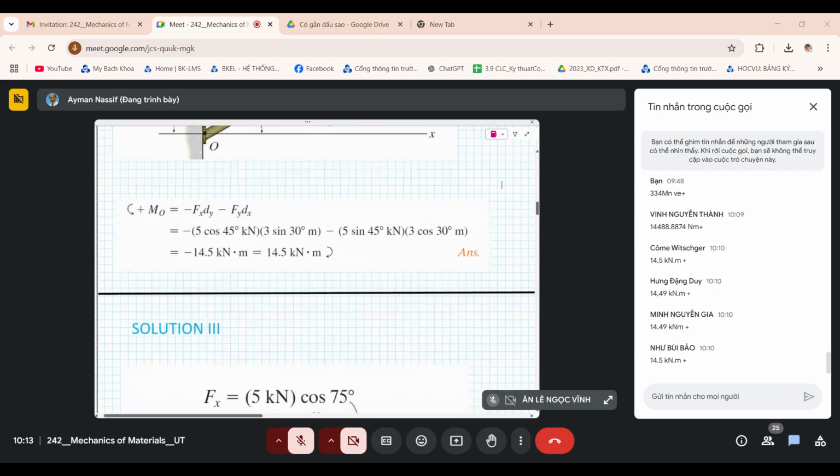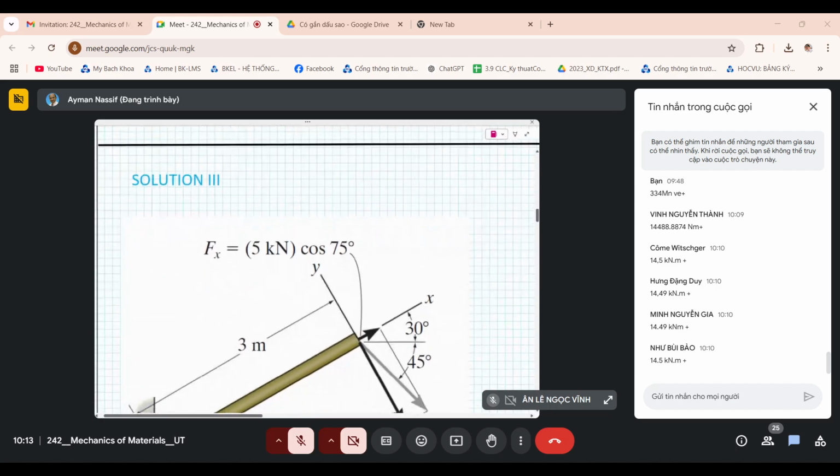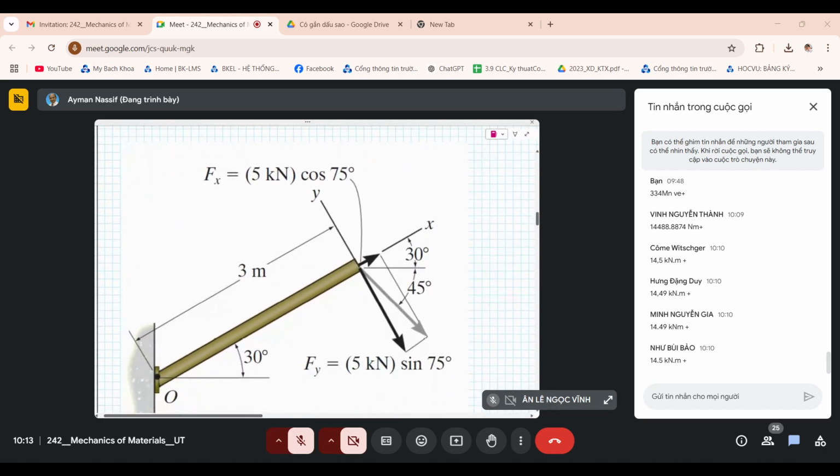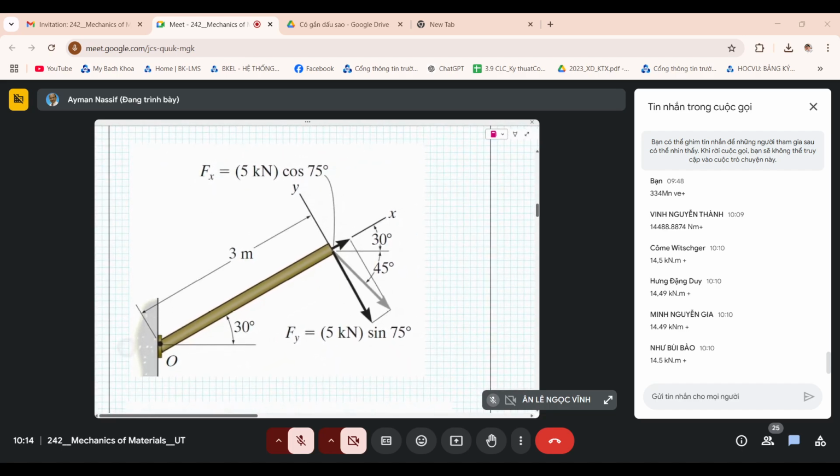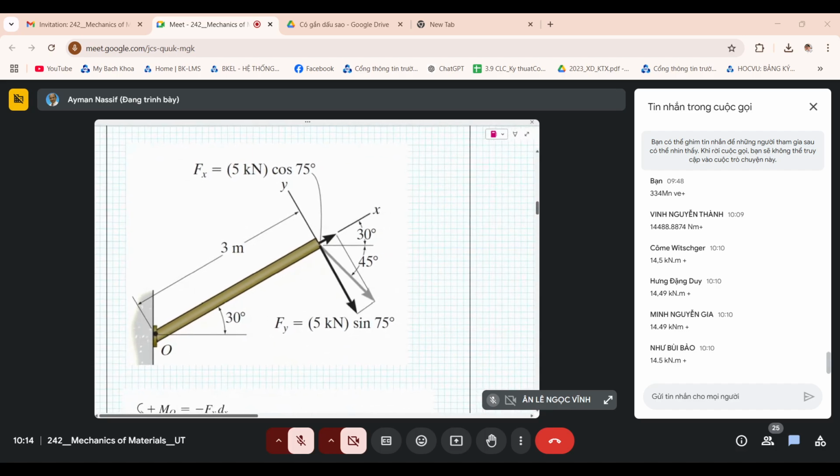Okay, and there's another solution, which is also a clever solution, because you can resolve the force in two directions, perpendicular to each other, x and y, and the x actually is along the axis of this rod. You have total freedom.